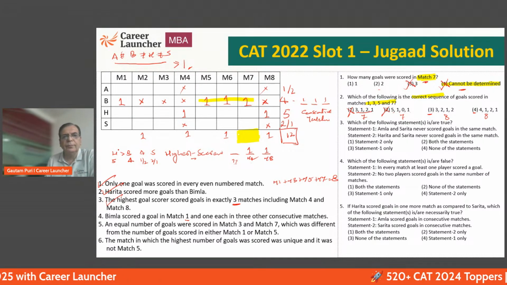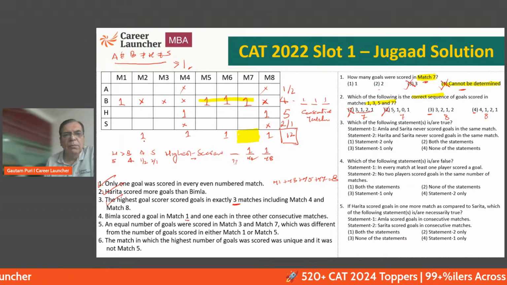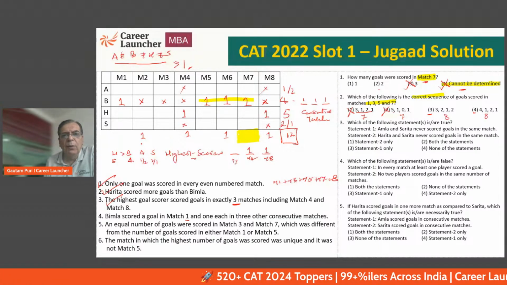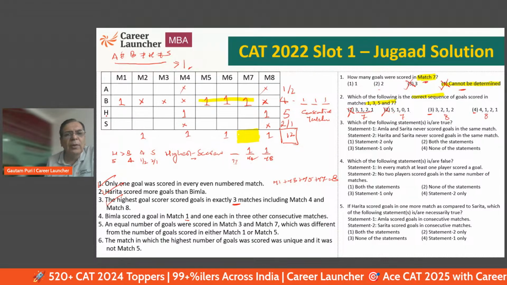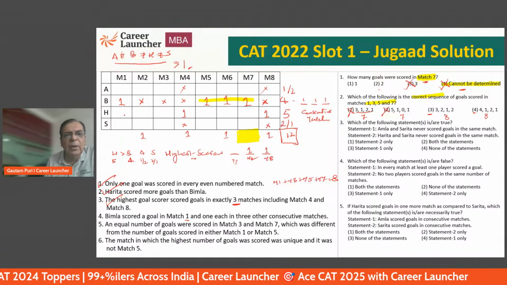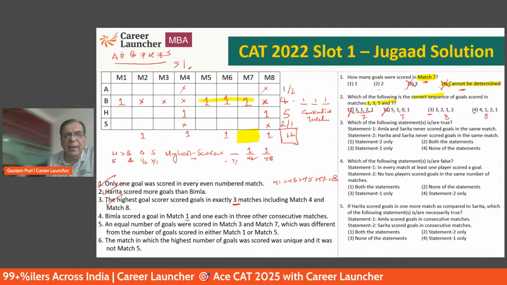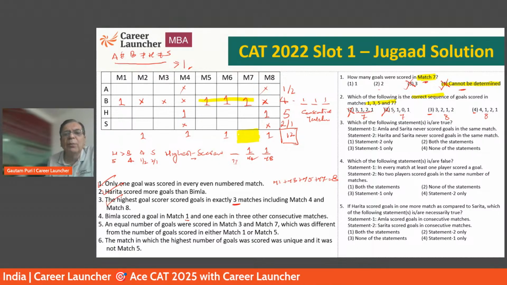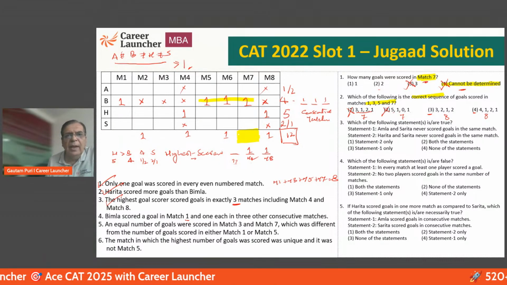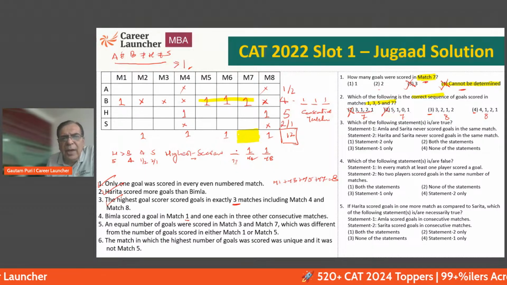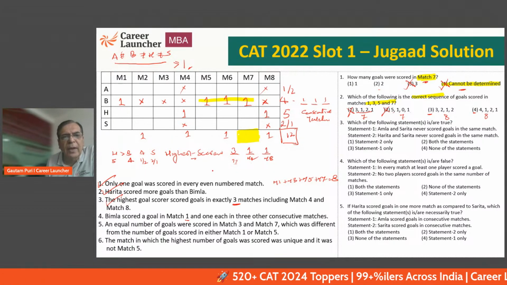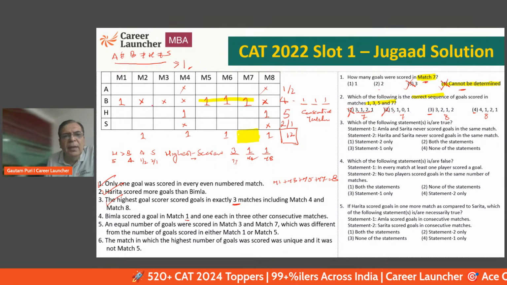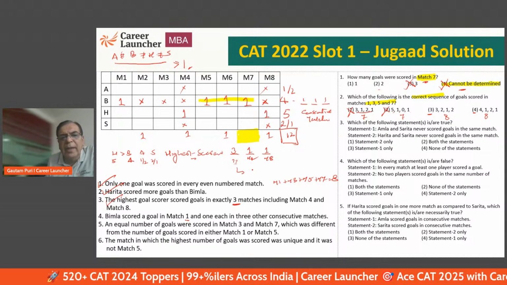Now, if you look at this lady called Harita, Harita has scored 5 goals in all. And you know she has scored in 3 matches exactly: match 4, match 8 and 1 more match. And Harita is the highest scorer. That means whichever match is missing, she has scored 3 goals there. She's out of 5. Now, please look at this: the match cannot be even numbered.